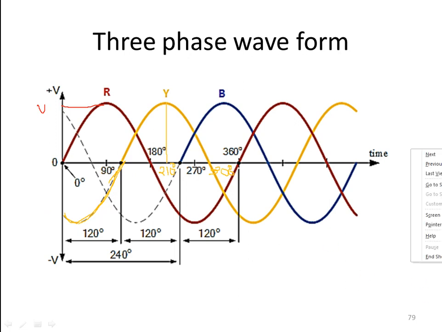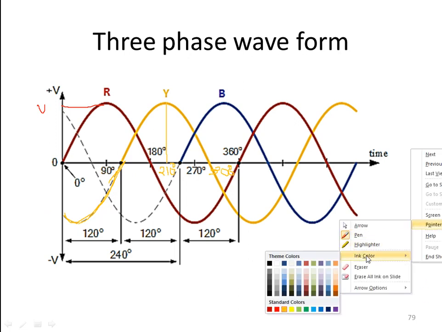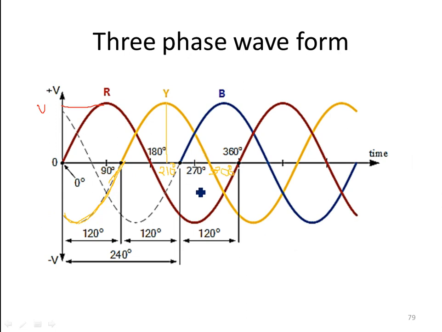Now, coming to the blue phase. In the case of blue phase, it is starting at 240 degree. Now, at what point does it reach maximum? It is 240 plus 90. What is 240 plus 90? 240 plus 90 is 330. It reaches maximum at 330 degree, and then it comes down.